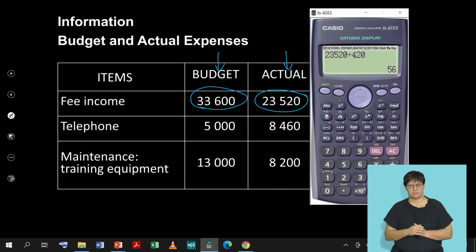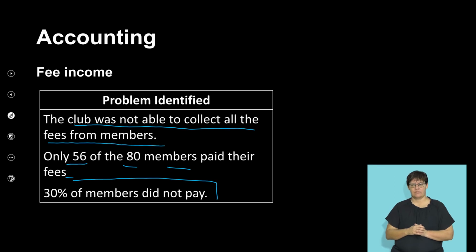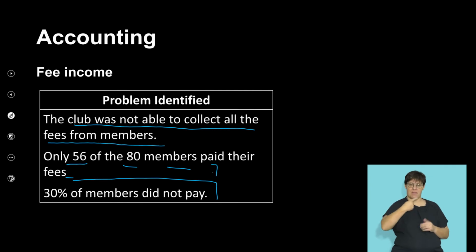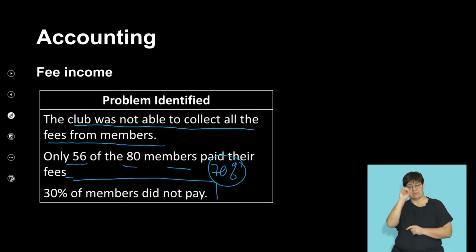In other words, only 56 of the 80 members paid their fees, right? So if you take 56 over 80, let's do that as well. So if you take 56 times 100 divided by 80, you can see that 70% of your members paid their fees, and clearly 30% of the members did not pay their fees, which is a concern, definitely a concern.